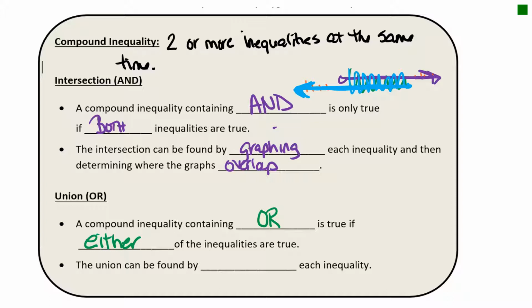The union can be found by just graphing each inequality. Well, that is horrible writing. Let's try to fix that. You're just going to graph each inequality. So for these, if I look up at the top, here's where the purple was. So anybody in that range wins. Here's where the blue was. Anybody in that range wins. So do we have any losers? All these people win, then everybody wins, and then all these people win. So everybody's going to win there.